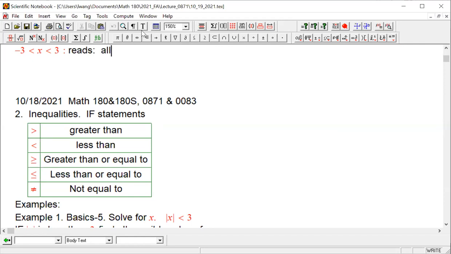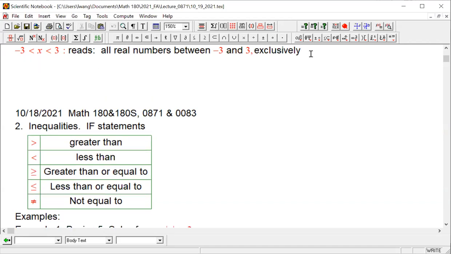It reads: all real numbers between -3 and +3 exclusively, meaning that -3 and +3 are not included.